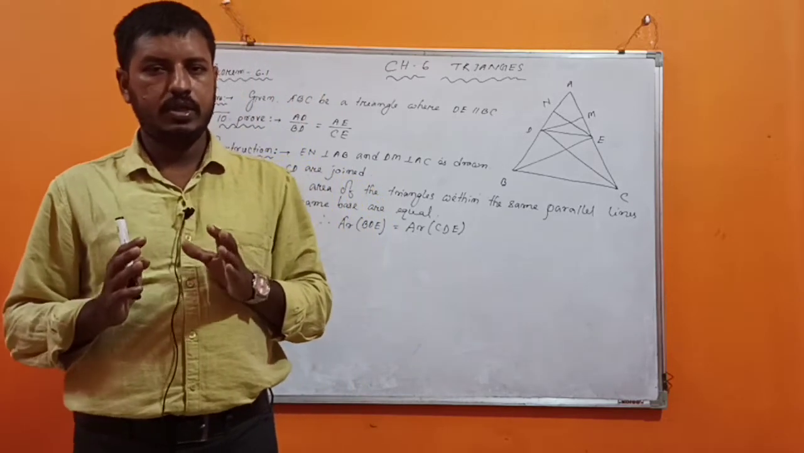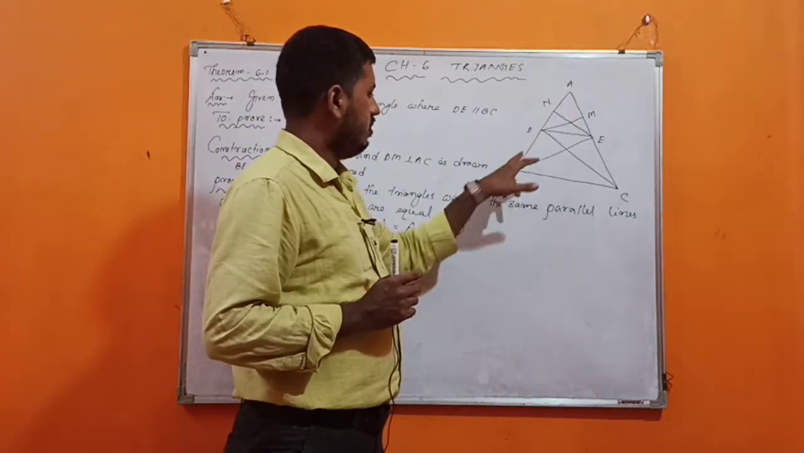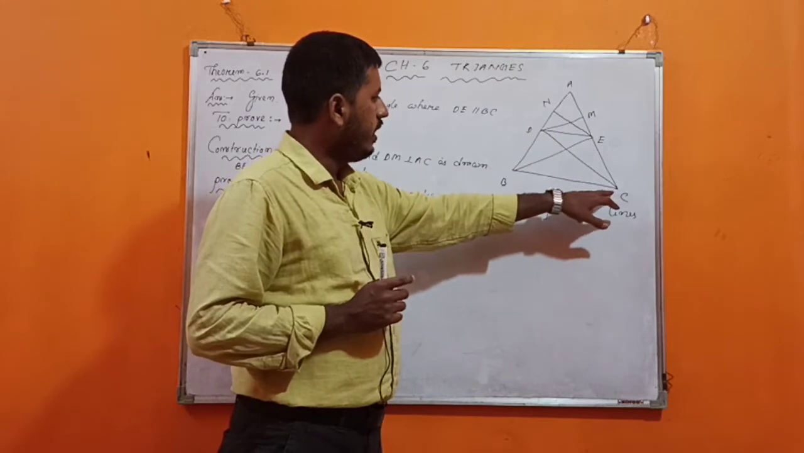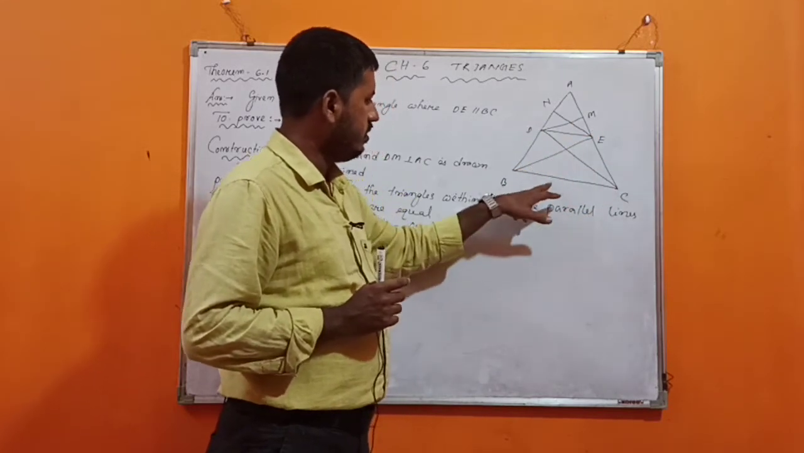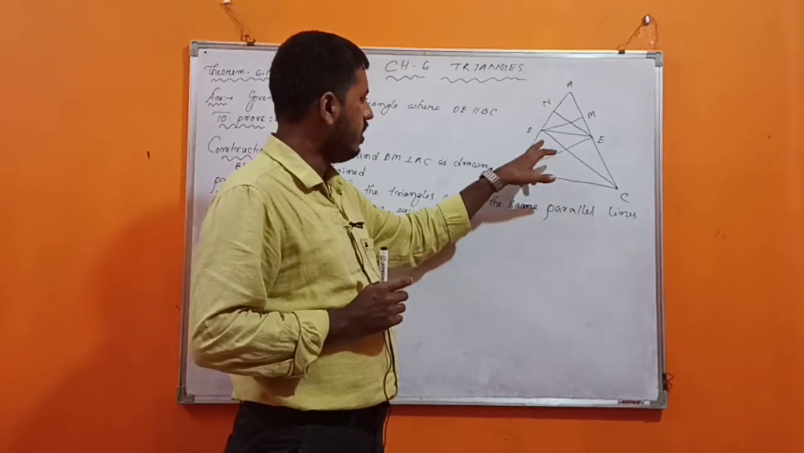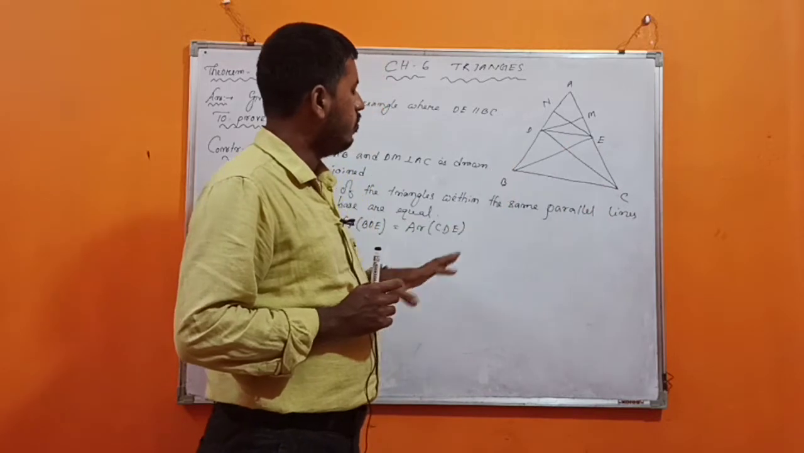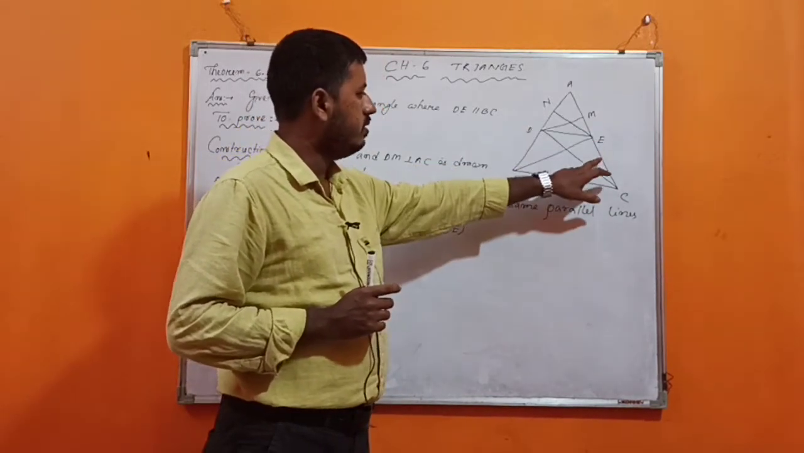So I am saying this again. We are given a triangle ABC, and it is given that DE is a line parallel to BC which intersects AB at D and AC at E, and we are to prove AD by BD equal to AE by CE.